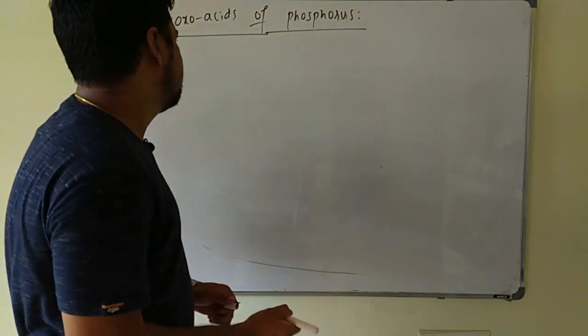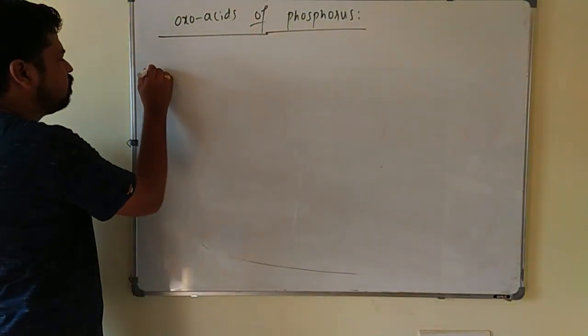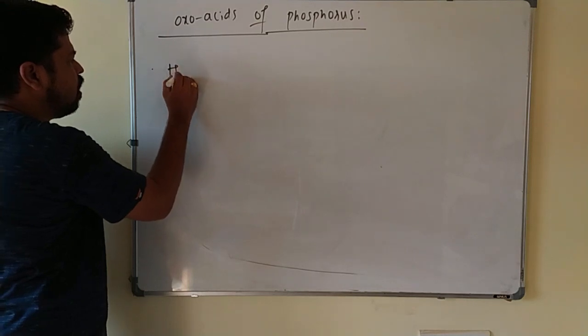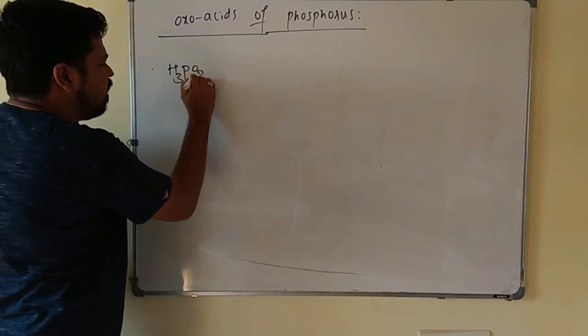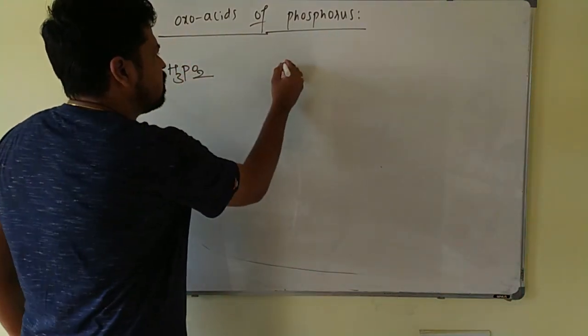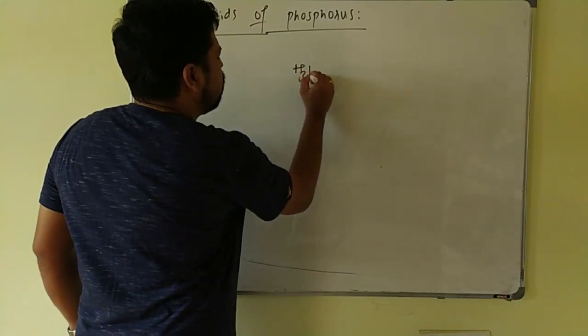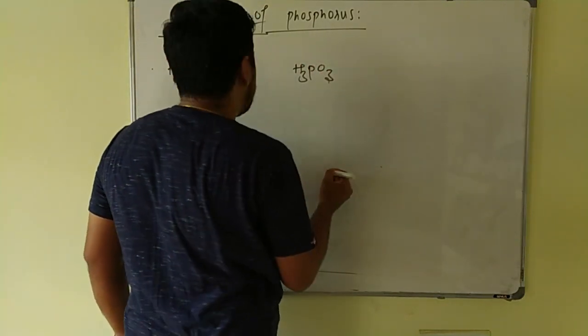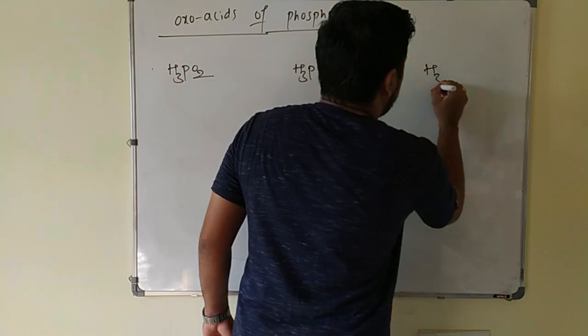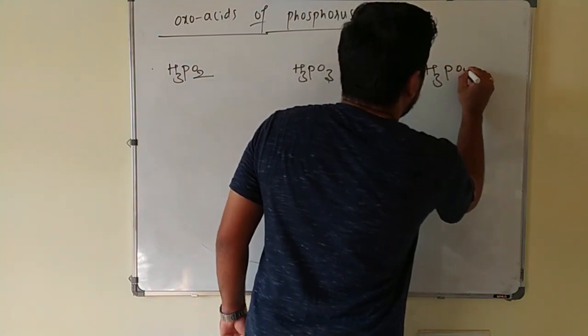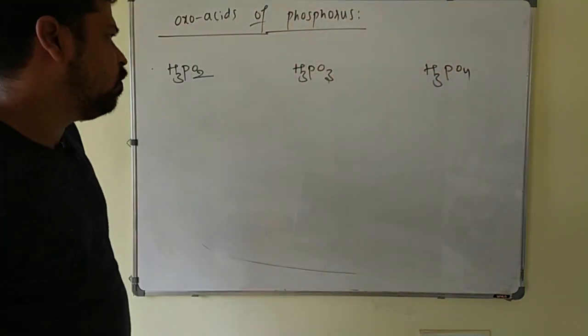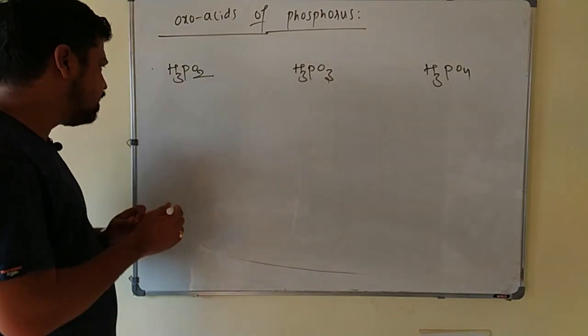First one, I will write hypophosphorus acid, H3PO2. Second one I will write phosphorus acid, H3PO3. Third one I will write phosphoric acid, H3PO4. First we will discuss these three.